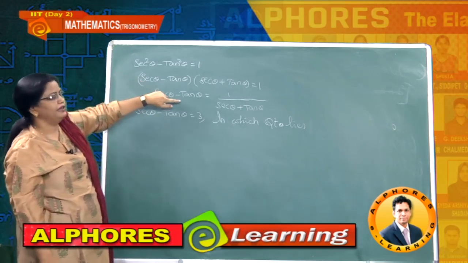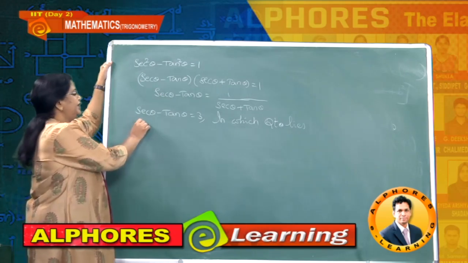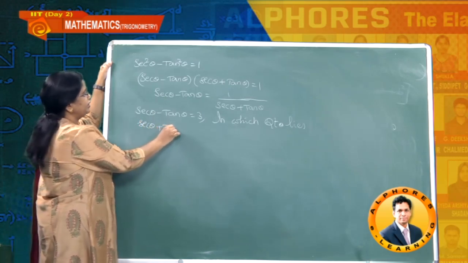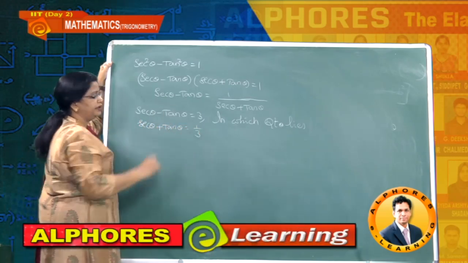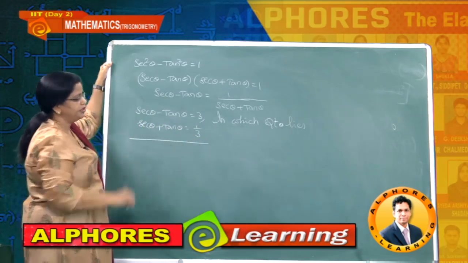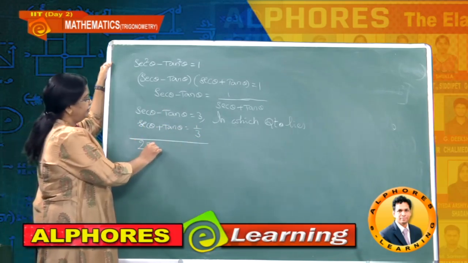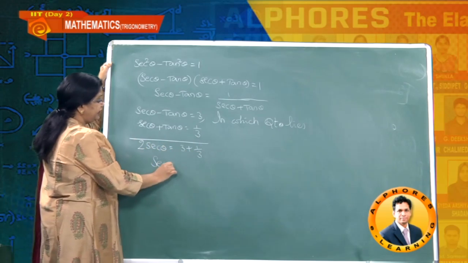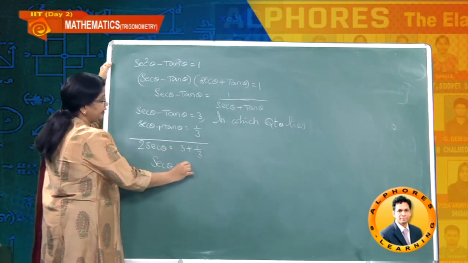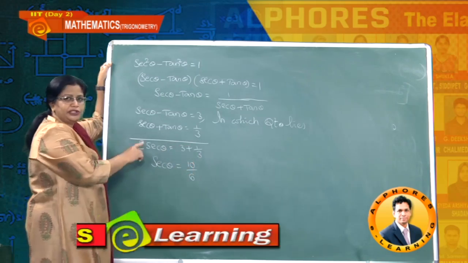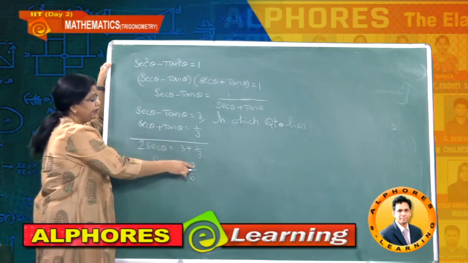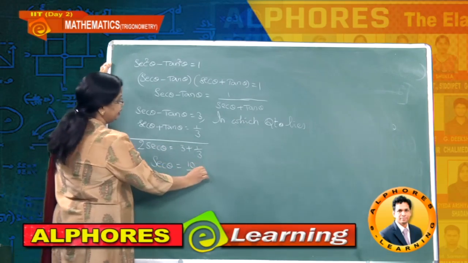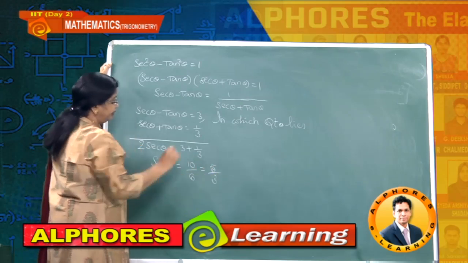At that stage we apply this one. That is, secant theta minus tan theta equal to 3 implies secant theta plus tan theta is how much? 1 by 3. And thereby if I add these two values, then 2 secant theta equal to 3 plus 1 by 3. That implies secant theta equal to, taking LCM, 9 plus 1, 10 by 3, and this 2 goes down, thereby you get 10 by 6. That means this is equal to 5 divided by 3.